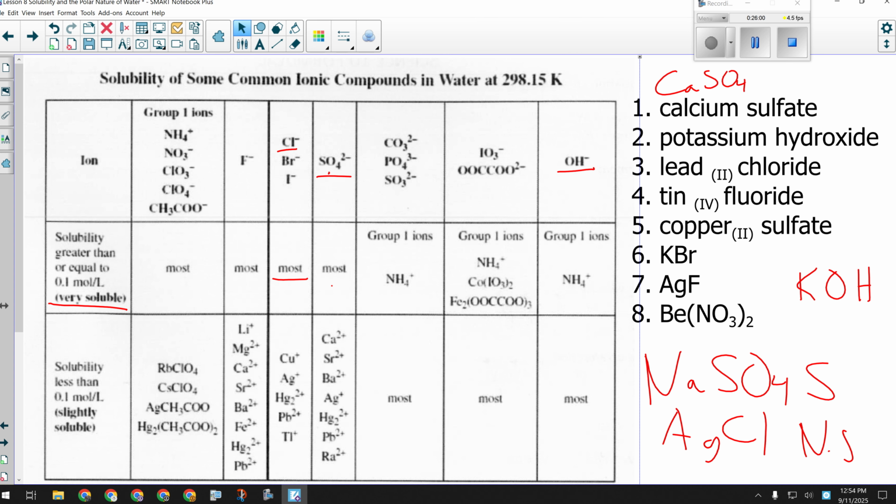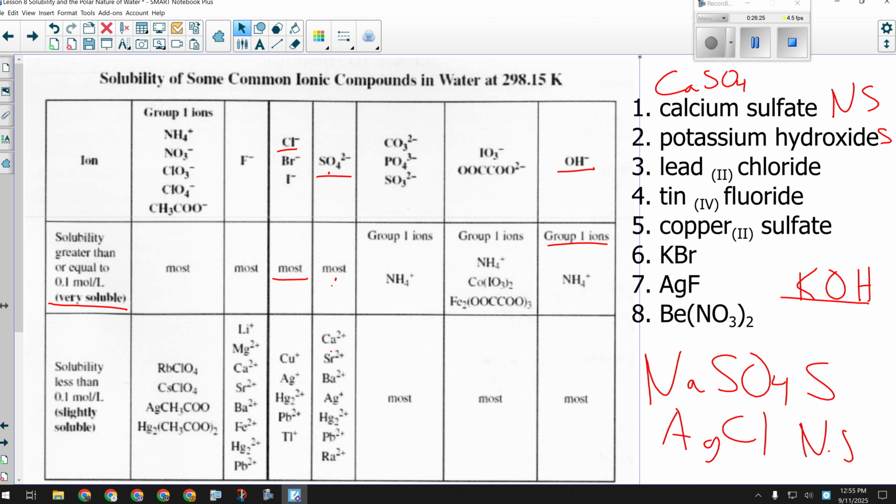So here's sulfate. It says it's soluble with most things, but the first thing I see in the not soluble row is calcium. So is this soluble or not? Not soluble. Okay, so that gets an NS beside it. All right, we already did potassium hydroxide. Soluble or not? Soluble, yeah, because hydroxide's right here, and potassium's in group 1. All right, so that's soluble.